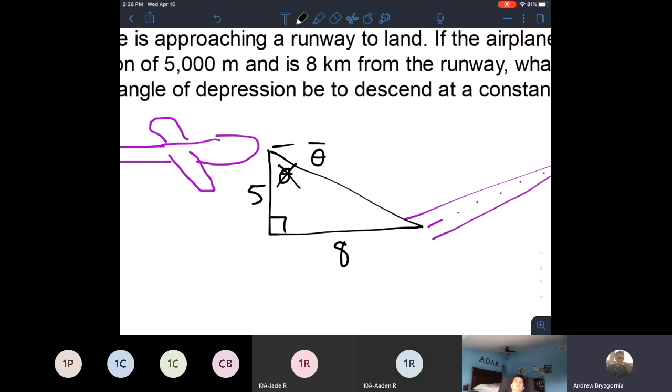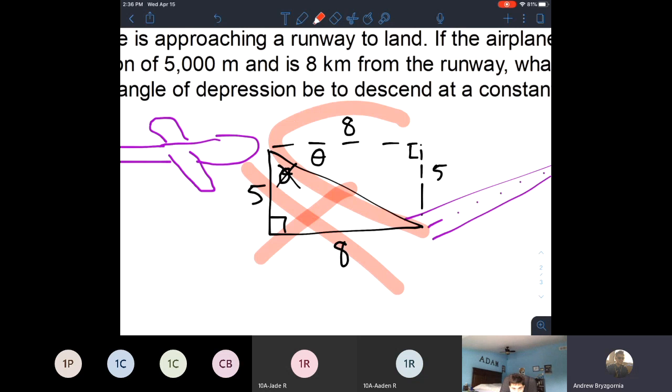So what we really should have been using for our triangle is the one that's the dotted line. So in other words, I can move the 5 there, I can move the 8 there. So I'm not going to use the triangle there, I'm going to use this one here. Okay, now that we've got that cleared up, we can go ahead and solve this.